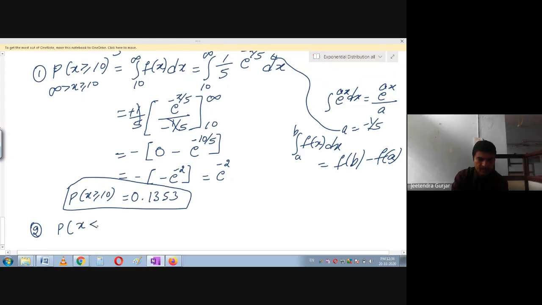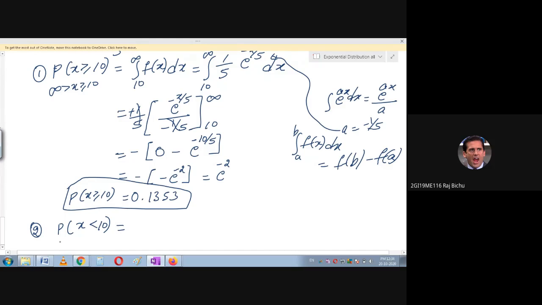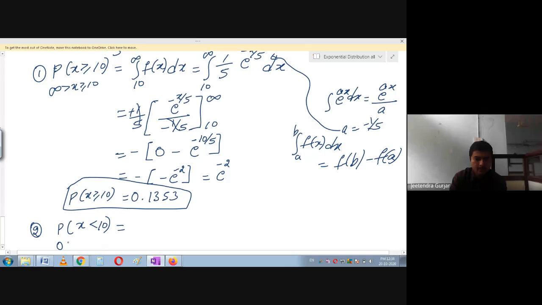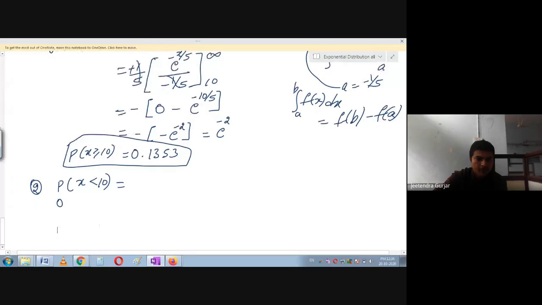Probability x less than 10. Lower limit they have not given, student. Upper limit they have given 10, student. So lower limit you already know, in the exponential distribution. Sir, upper limit should be 9, right? No, no, no, they have given less than 10. So integration is for a continuous function, it will be from 0 to 10.